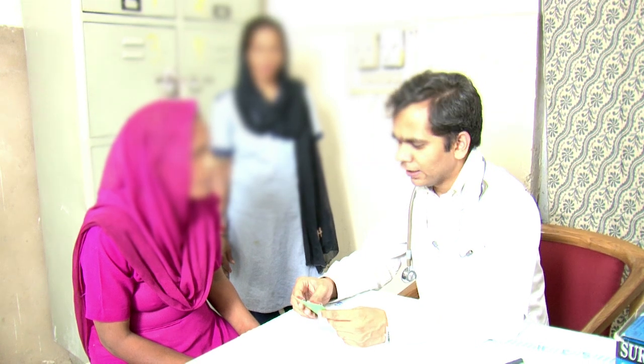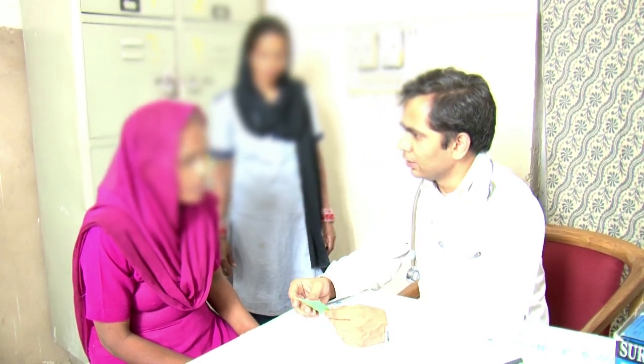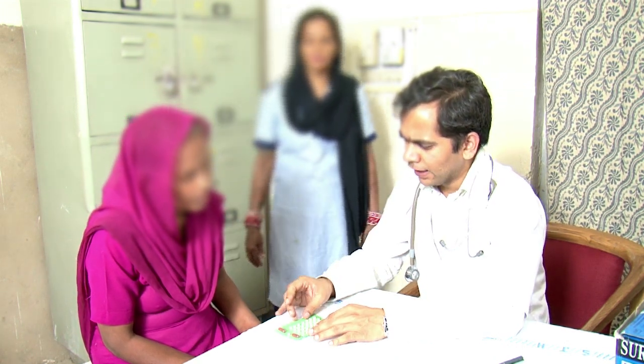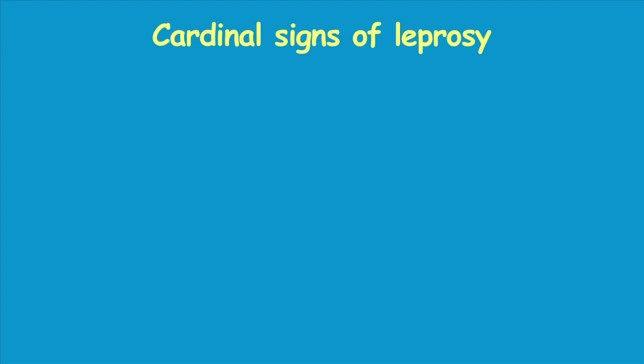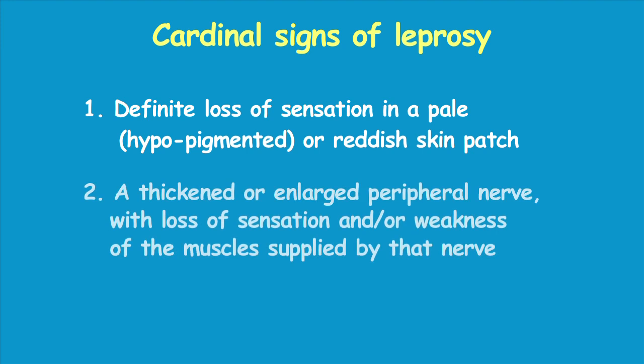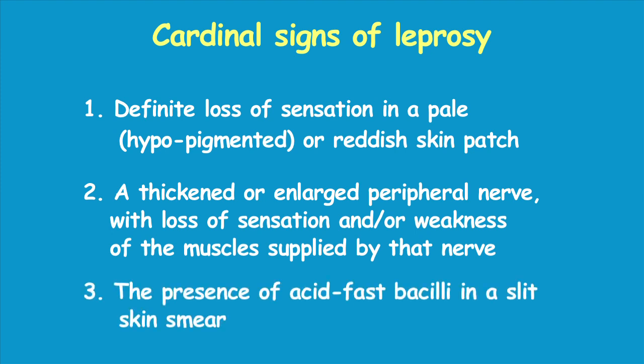Diagnosis of leprosy should be done with care. It has adverse social consequences. Leprosy is diagnosed when at least one of the following cardinal signs is detected. 1. Definite loss of sensation in a pale or hypopigmented or reddish skin patch. 2. A thickened or enlarged peripheral nerve with loss of sensation and/or weakness of the muscle supplied by that nerve. 3. The presence of acid-fast bacilli in a slit skin smear.